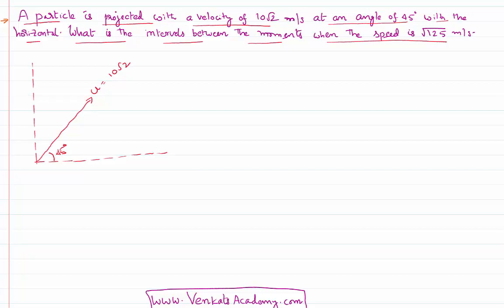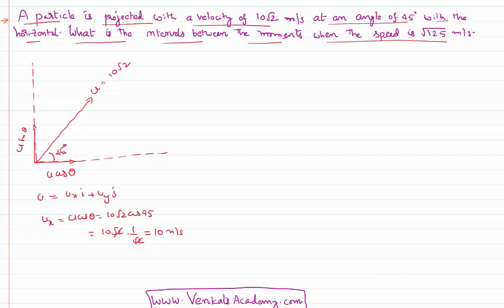So we know that u can be resolved into components as in the horizontal direction, that is u cos theta, and in the vertical direction, that's nothing but equal to u sin theta. So you can write u as ux i cap and uy j cap, where ux is u cos theta. U is 10 root 2, cos theta is cos 45, cos 45 is 1 by root 2. So ux as well as uy, initial velocity along the x direction is 10 meter per second.